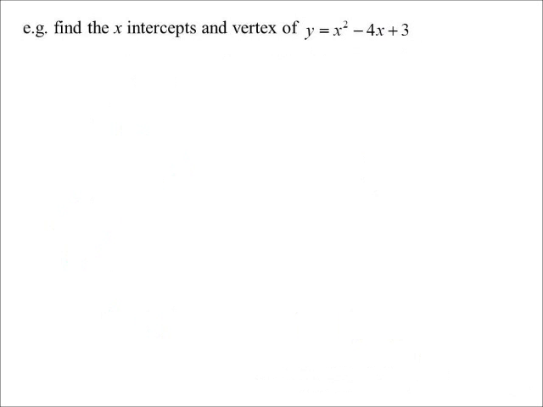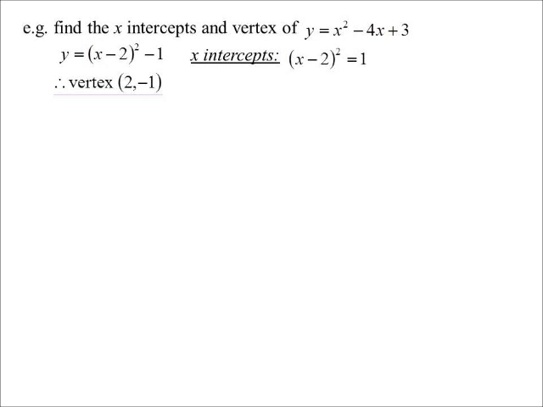So let's do an example one. x squared minus 4x plus 3. I'm going to do it by completing the square. I find that nice and easy because then it tells me the vertex straight away. (x minus 2) all squared minus 1. So I've shifted it across 2 and down 1. The vertex is (2, negative 1).